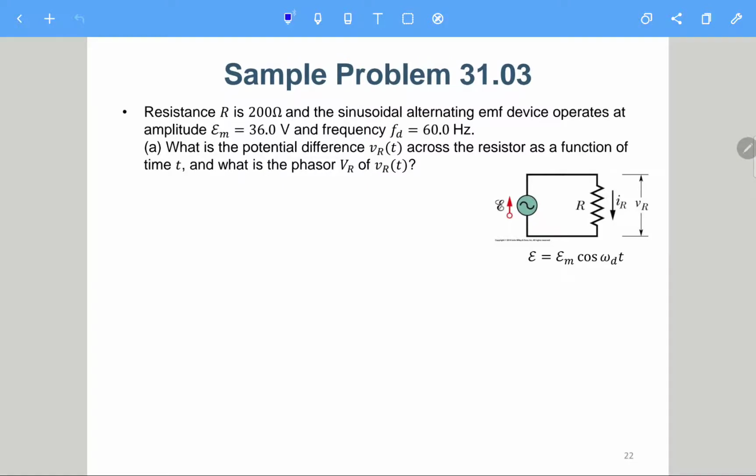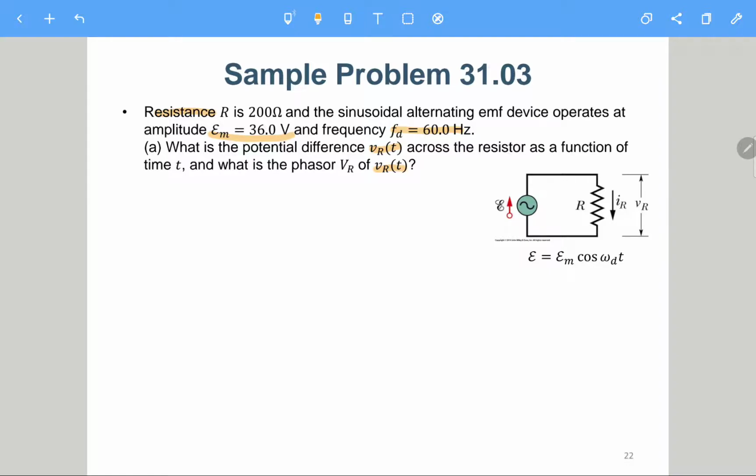So let's see a sample problem. Maybe you feel confused up to now. So let's see a sample problem here. The resistance R is 200 ohm, and the sinusoidal alternating EMF device operates at frequency f_d. What is the potential difference V_R across the resistor as a function of time? What is the phasor V_R?